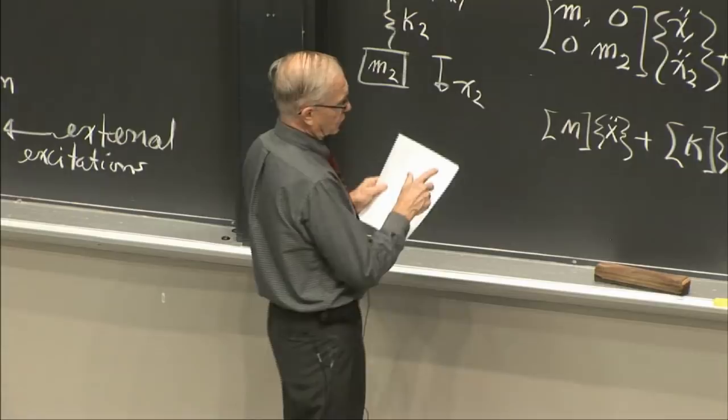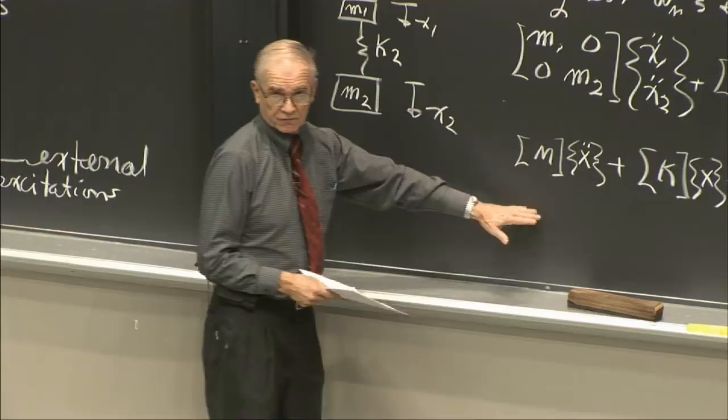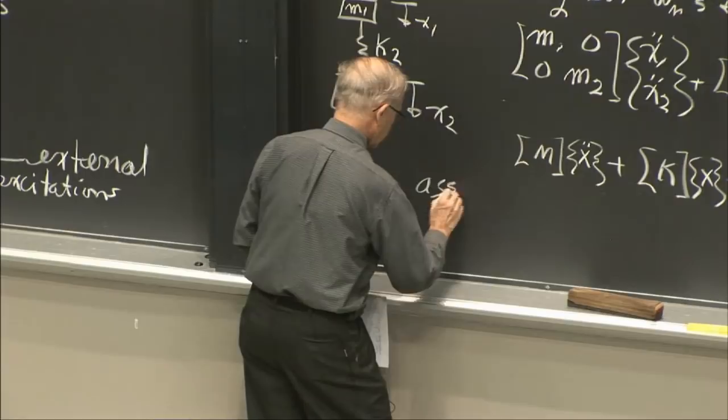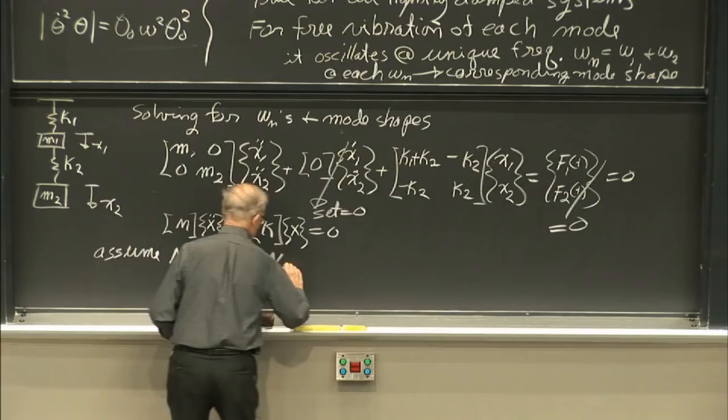I'm going to show you an approach that you'd more likely use on a computer. If you get to larger orders and degree of freedom systems, you're going to want to do this instead of by hand, have a computer do the work for you. So this is the generic form. Let's just assume for a minute it's an n degree of freedom system. So these are n by n matrices.